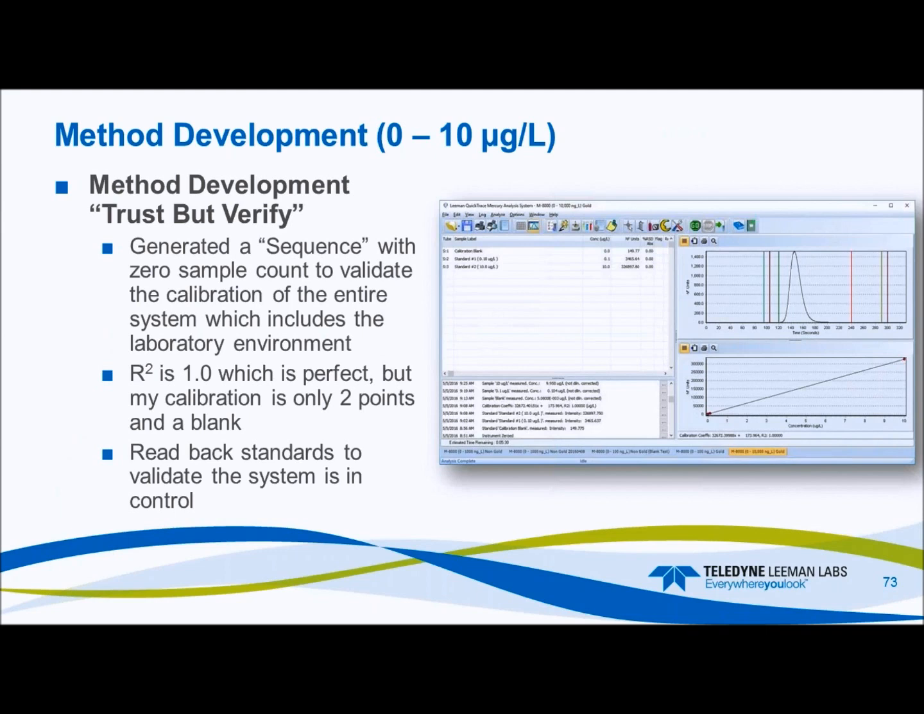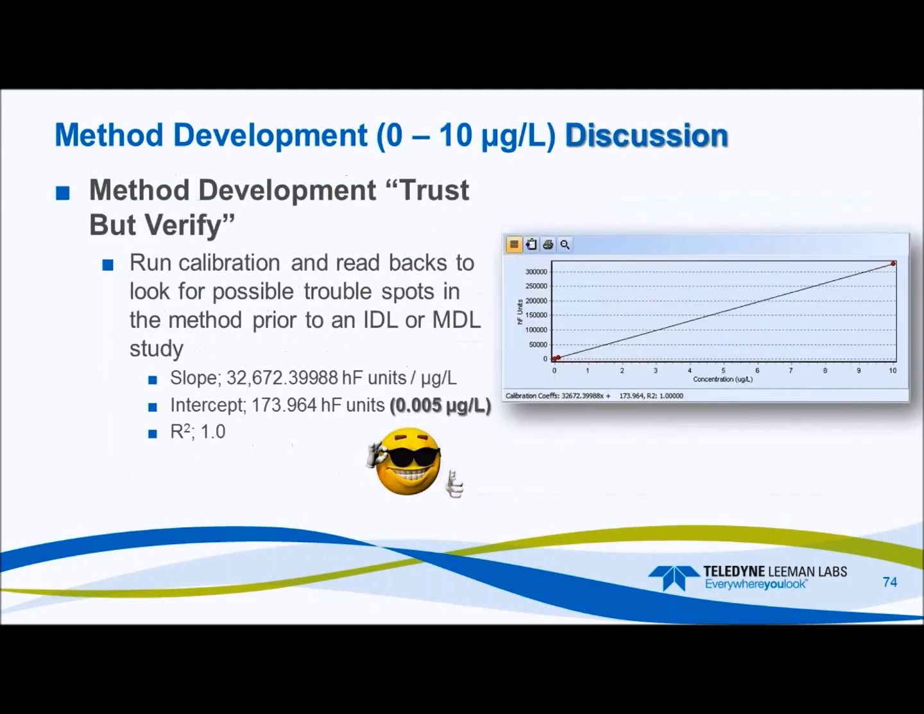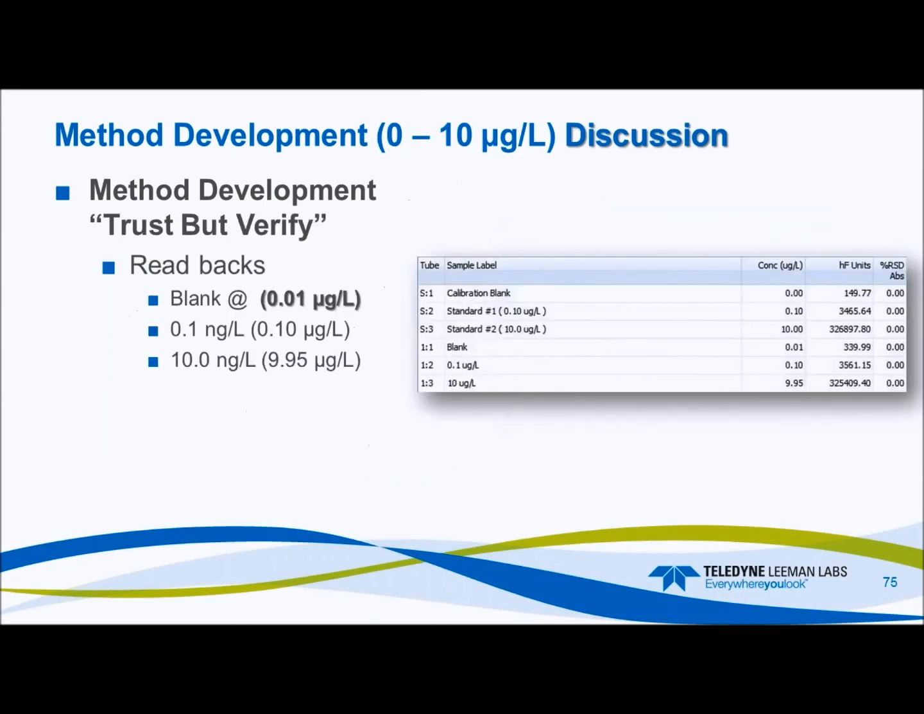My R squared is 1.0, but again, I only have a 2-point curve, so it's not a real true test, but it's a good indicator that the system's going to work. My slope is 33,000 units per ppb. The intercept is basically 5 ppt, which is really good. And again, I got a 1.0.